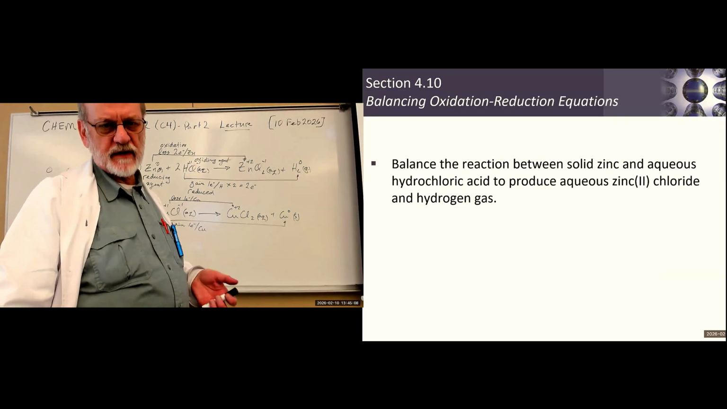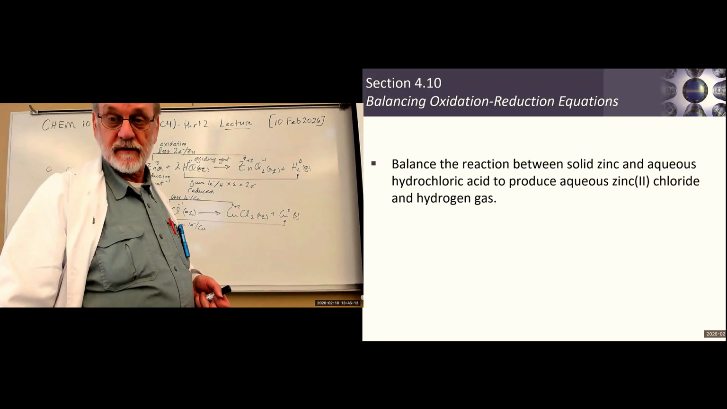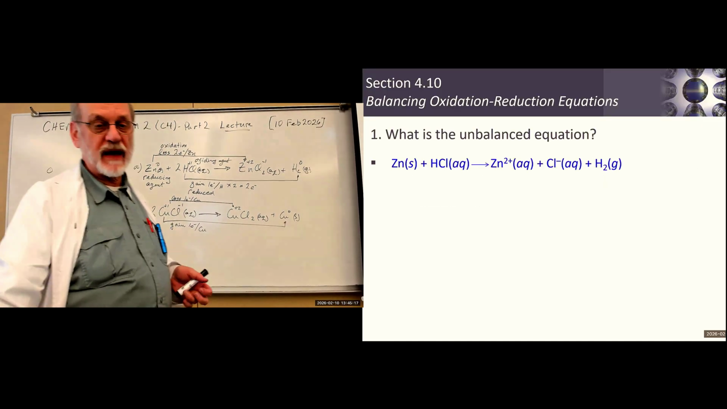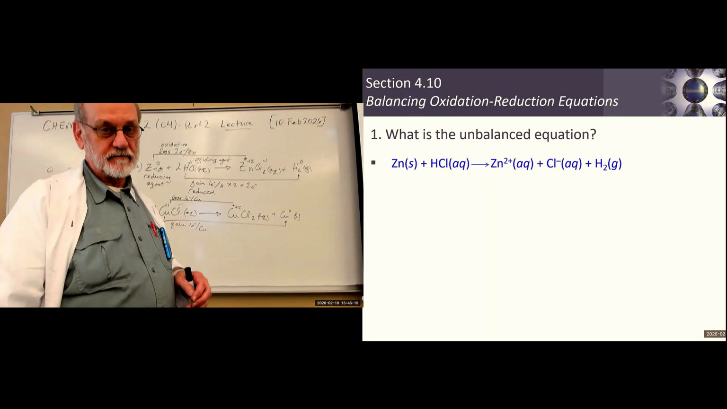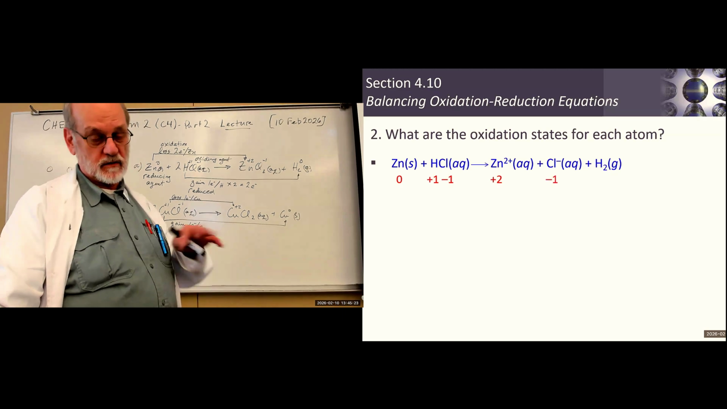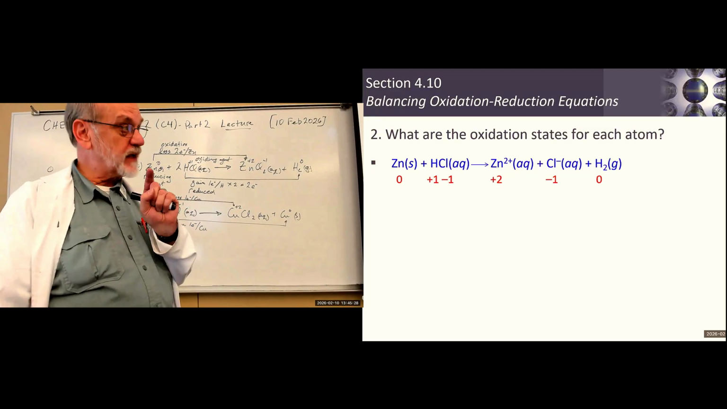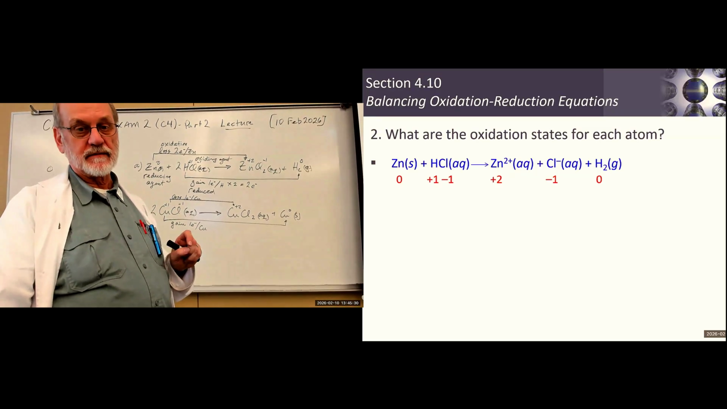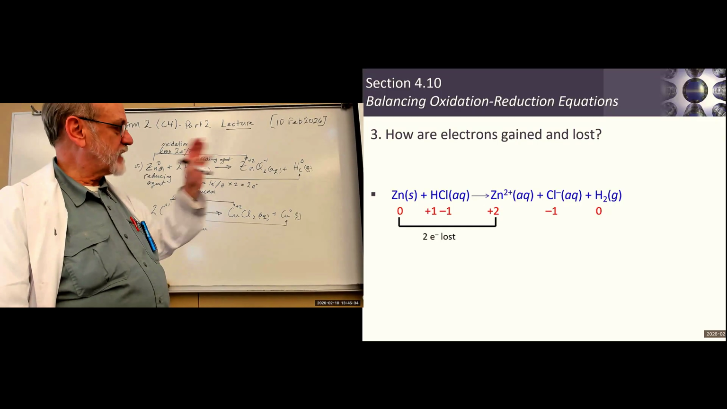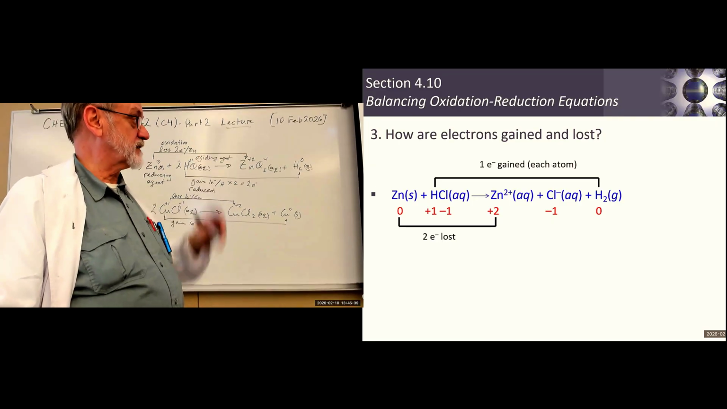Let's see. If we have solid zinc and hydrochloric acid, that's always going to produce hydrogen gas and zinc 2 chloride. This is the reaction. That's the unbalanced equation. If we do the oxidation states, there's 0, +2, -1, 0. So we see that zinc changed and hydrogen changed. Draw the tie lines. That's an oxidation of zinc and a reduction of hydrogen.